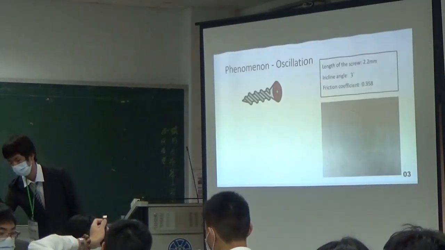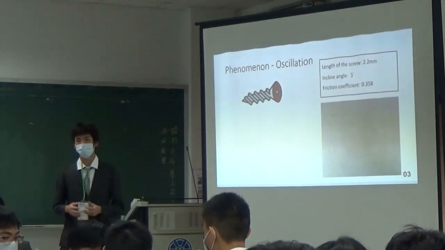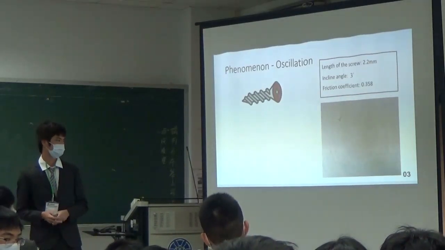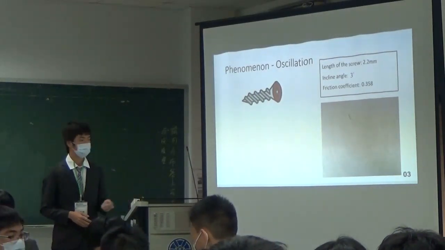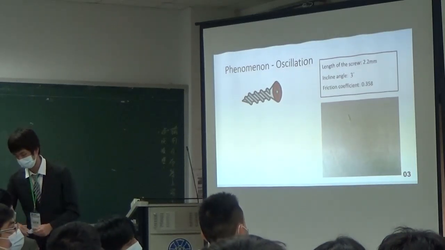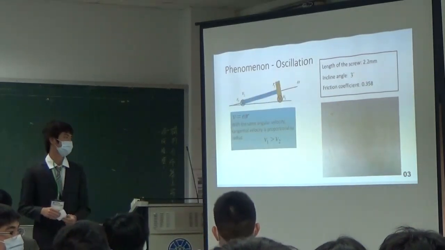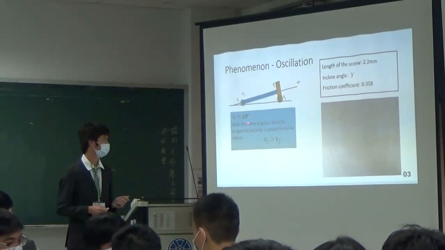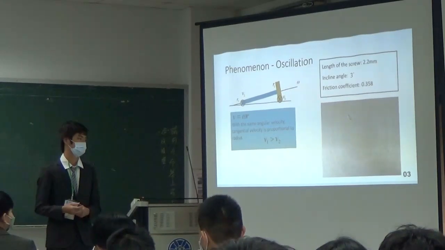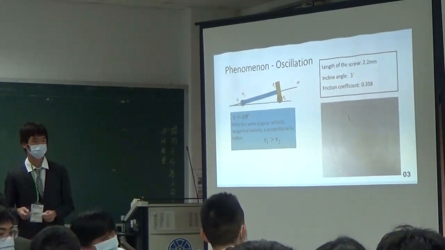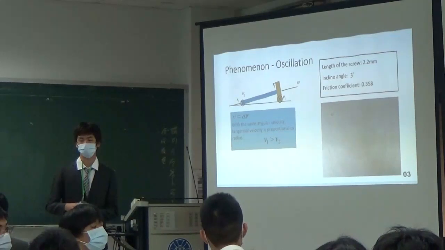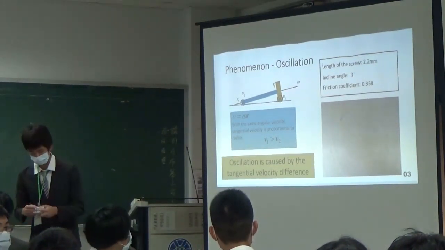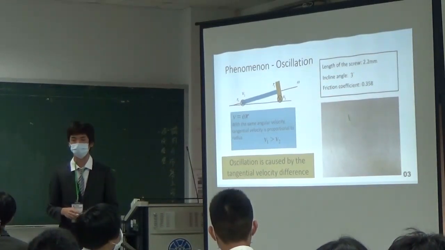For the phenomenon, first I would like to talk about why there are oscillations. If you place a screw on an inclined rim, it will perform oscillations like this. I will simplify this screw as a rod and a hat, each of them with a different radius. According to v equals omega r, with the same angular velocity, the tangential velocity is proportional to radius. So the hat part goes down faster and causes the oscillations. In conclusion, the oscillations are caused by the tangential velocity difference.